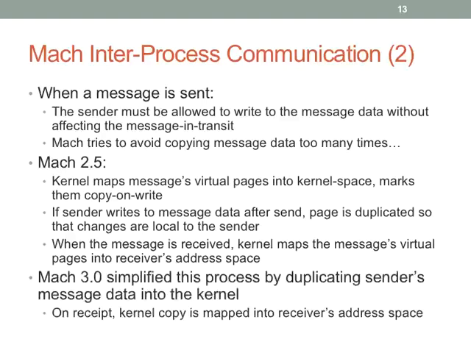So that's Mach 2.5. Mach 3 simplified this a little bit. Basically, like I say here, duplicating the sender's message data into the kernel. So Mach 3 went ahead and just made a copy. So maybe I'd have to go back and look at the reasons why they abandoned the Mach 2.5 approach, because it seems better, but it's clearly more complicated. So maybe they had bug issues. Yes?